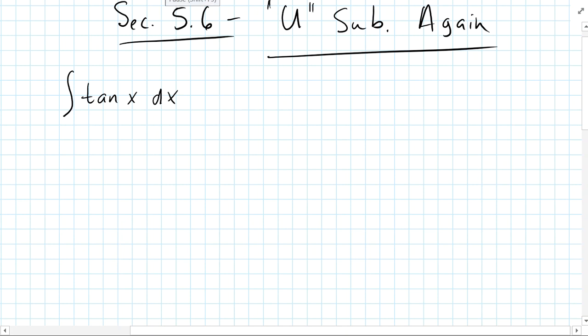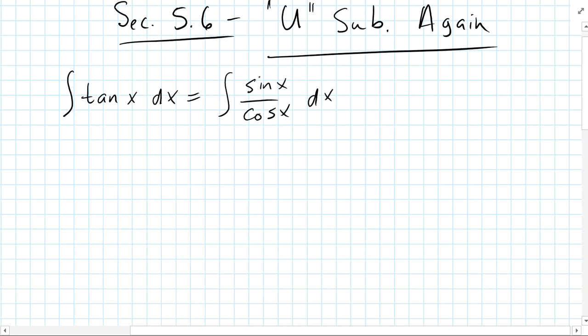All right, u sub again. So now we have something like tangent. Can you rewrite tangent in terms of sine and cosine for me? What is it? Sine of x over cosine of x dx.